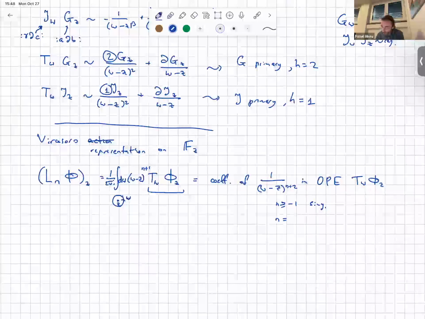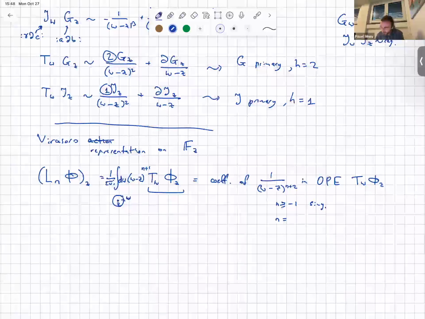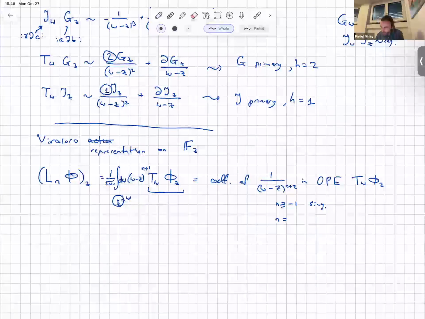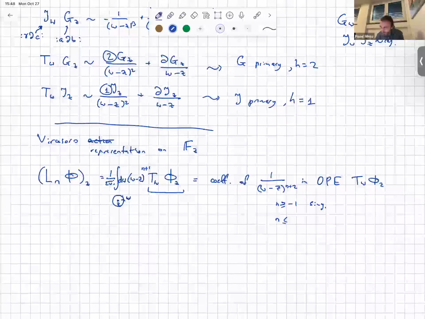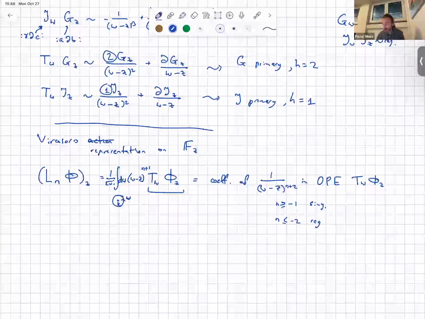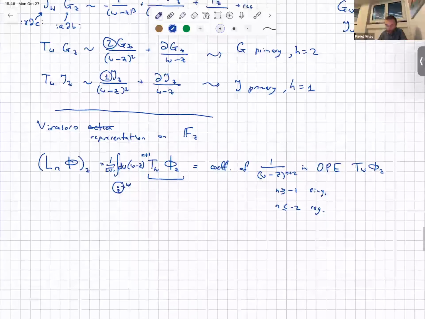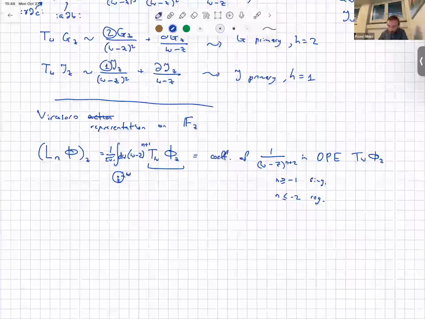If n is smaller or equal than -2, then you need the regular part of the OPE. But in any case, we know how to write the regular part of the OPE as well. So we can figure out the Virasoro representation.